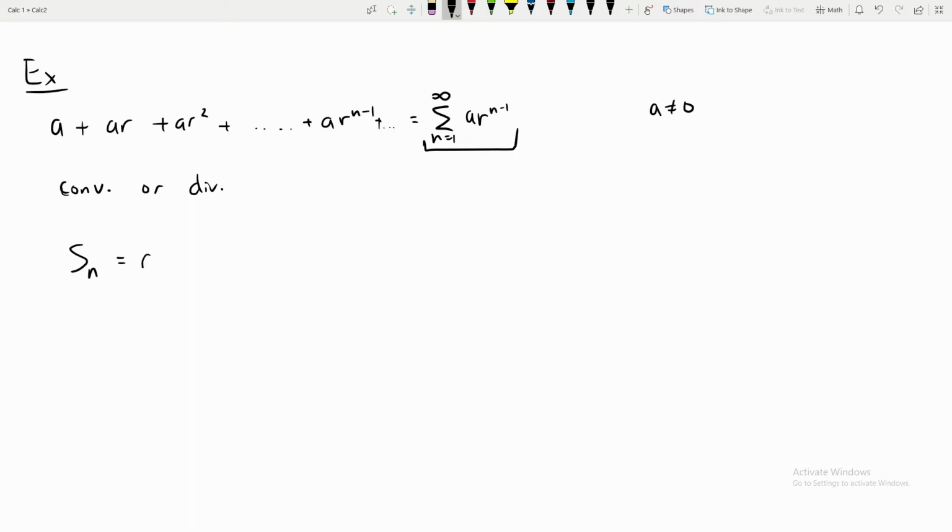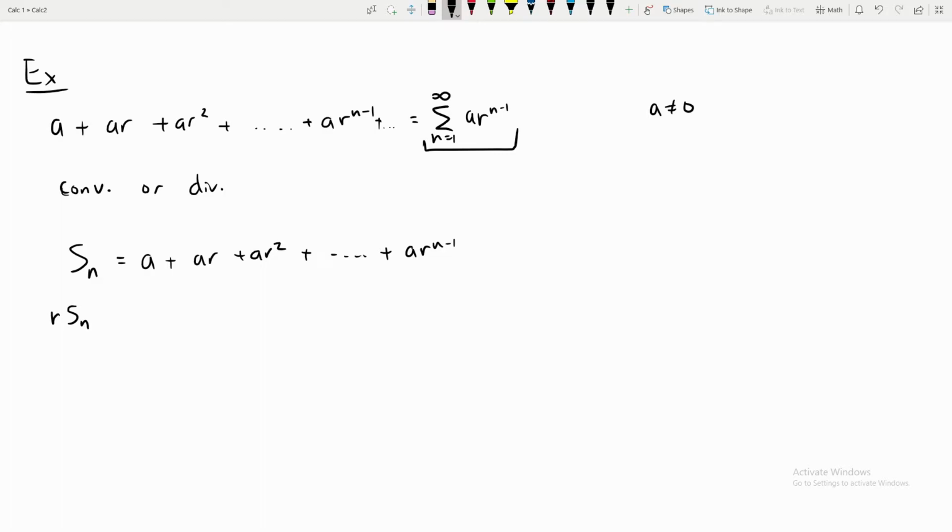Well, in this case, S of n is simply going to equal a plus ar plus ar squared plus all of these terms up until ar^(n-1). Now this equation right here doesn't give us much, to be honest. It's not really an explicit formula that we can take the limit of, so we are going to need to find a workaround.